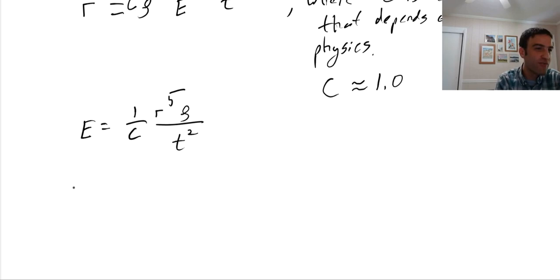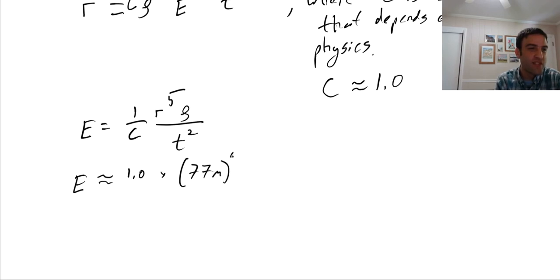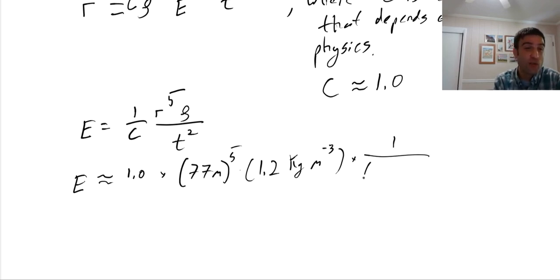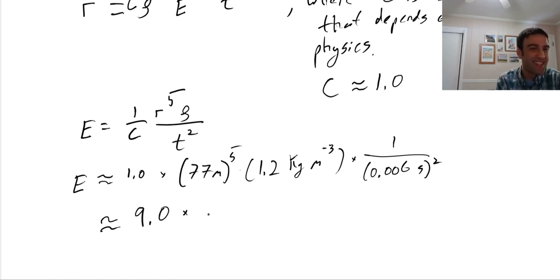So for instance, I have energy. This is an order of magnitude guess, but it's something that's close to 1 over 1, that's about 1, times a radius of about 77 meters to the power of 5. The density of air is about 1.2 kilograms per meter cubed. And how much time elapsed, we said in the photograph we happened to be looking at, was 1 over 0.006 seconds squared, right? And if I combine all of those numbers together, I get about 9.0 times 10 to the 13 joules, right?